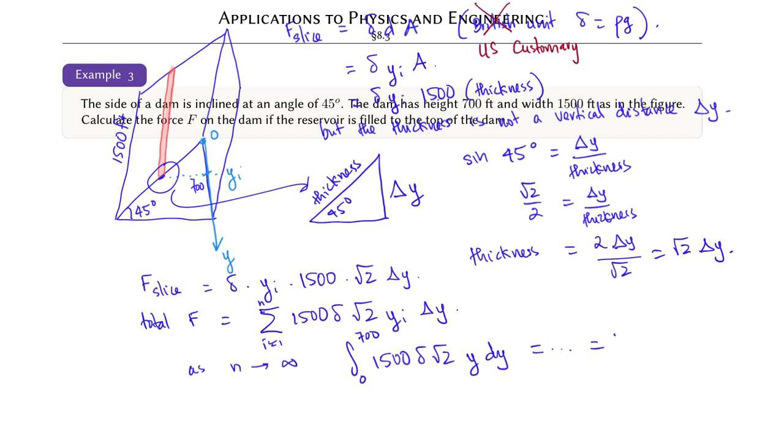We evaluate the definite integral to obtain 3.24 times 10 to the 10 power pounds. It is the unit of force in the US customary system. In this case, we use delta equals 62.5 pounds per cubic foot.